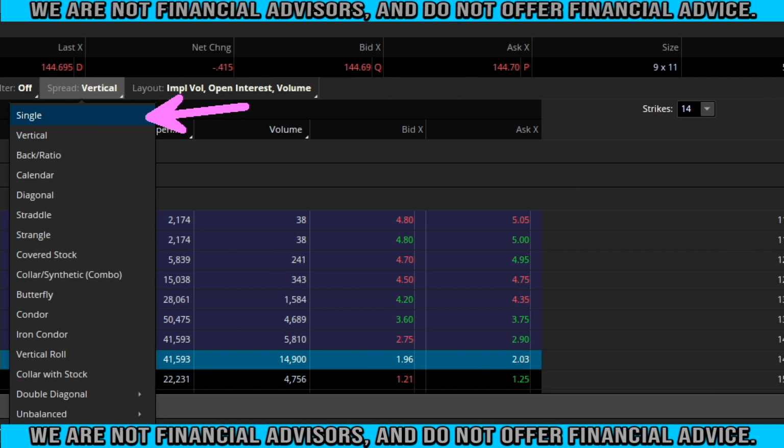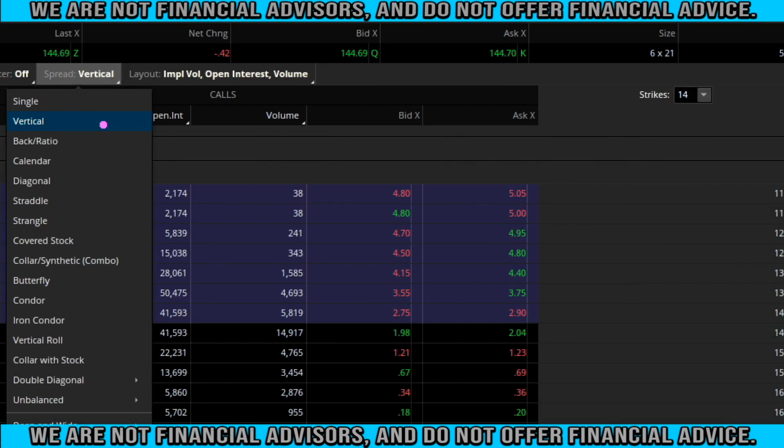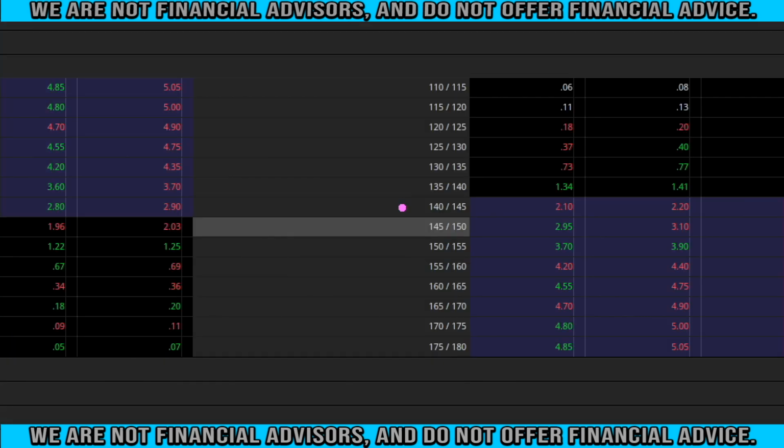You can do this from a single legging in to the first position and then buying the second position. Meaning you would go to the call side of your option chain, find the 145s and sell that side of the option. That would be leg 1. Leg 2 would be find the 150s and buy that side for protection. The next way is use vertical, and it basically creates the strike price spreads for you.